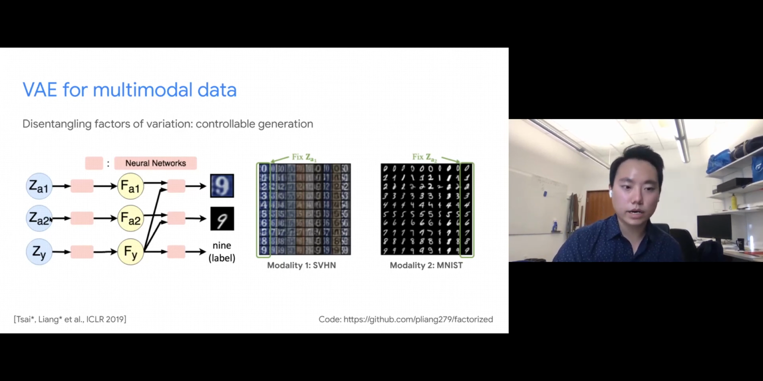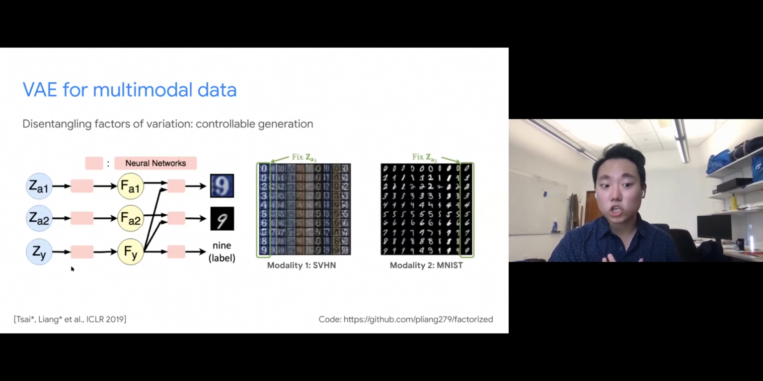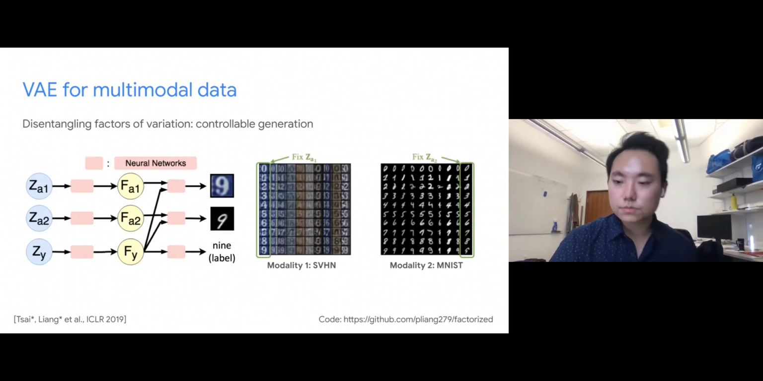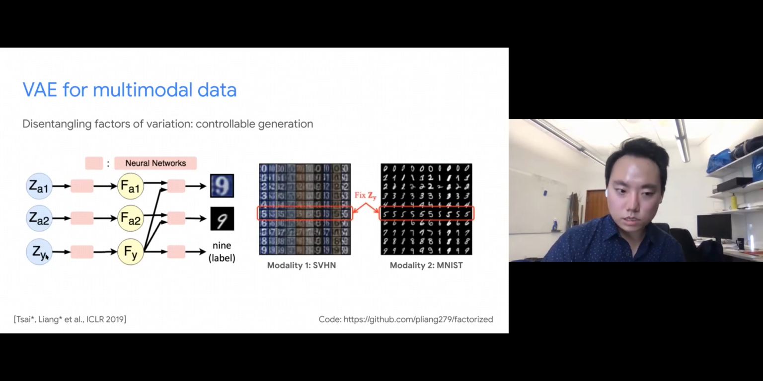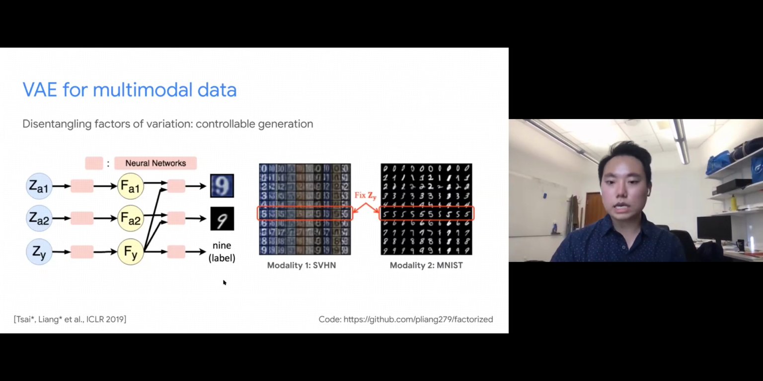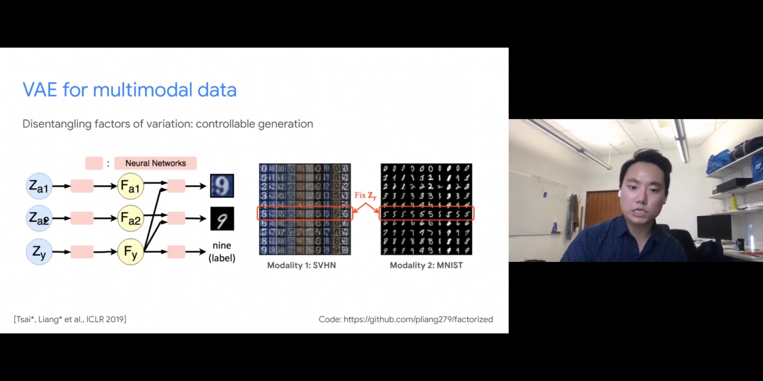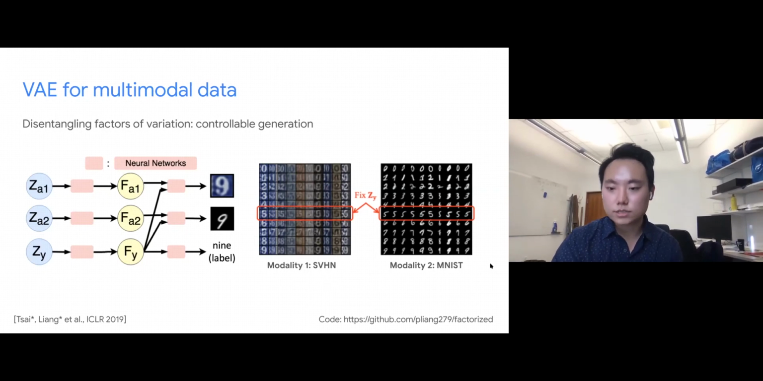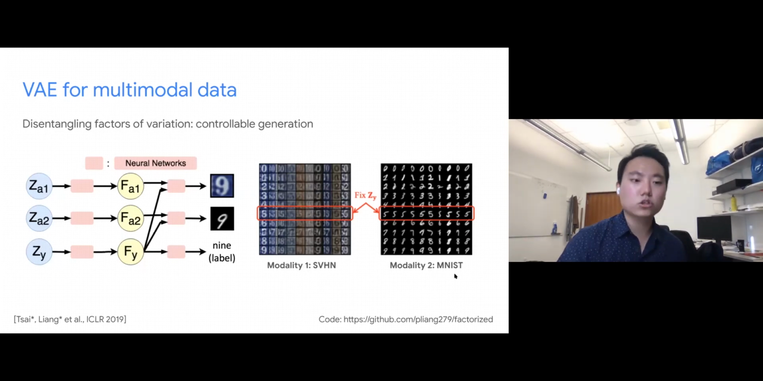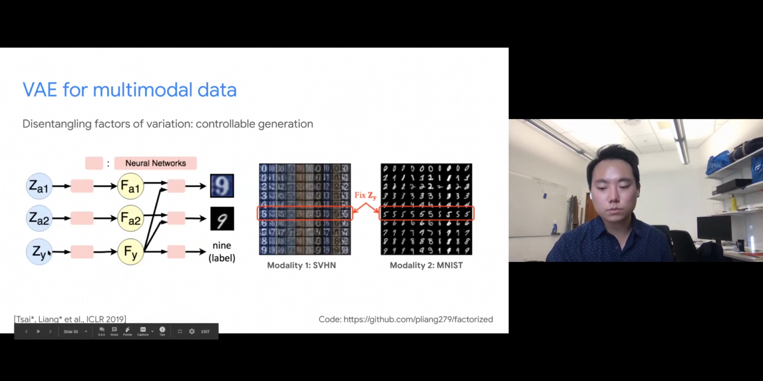And likewise, if I fix my style factor for MNIST, I'm going to get the exact same style, but by changing my multimodal factor, I'm going to be able to generate different digits, 0 through 9, according to the same style. And likewise, if you fix this multimodal factor, which means that I wanted to keep it at the same digit, I want to keep it at digit 5, I can change my SVHN style and I can change my MNIST style independently to get different stylistic variations of the digit 5 in SVHN style and MNIST style. So that is a benefit of actually disentangling these factors so that you can do controllable generation with respect to each factor for these multimodal datasets.